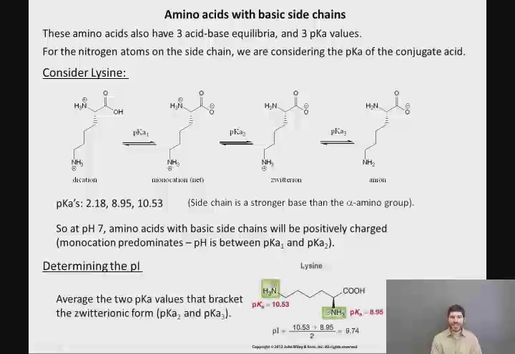And for determination of the pI, once again, we have to average the two pKa values that bracket the zwitterionic form. So the zwitterionic form here is bracketed between pKa 2 and pKa 3. Therefore, the pI value is the average of 8.95 and 10.53, which is 9.74. Okay, so with the basic side chain, you have pI values that are higher. With acidic side chains, you have pI values that are lower.